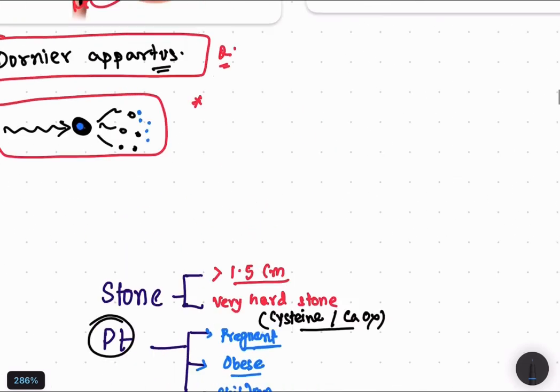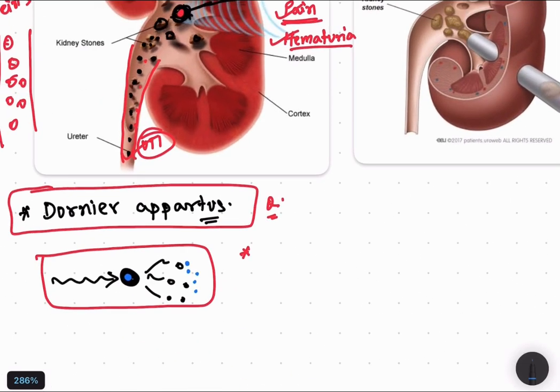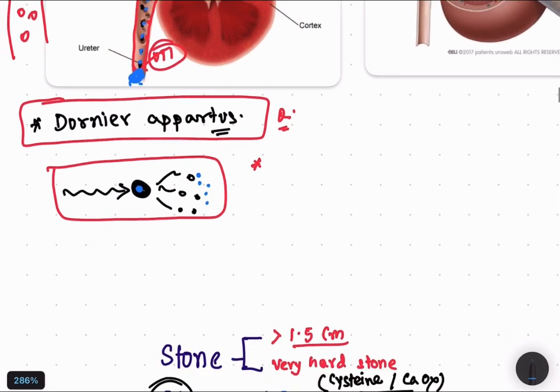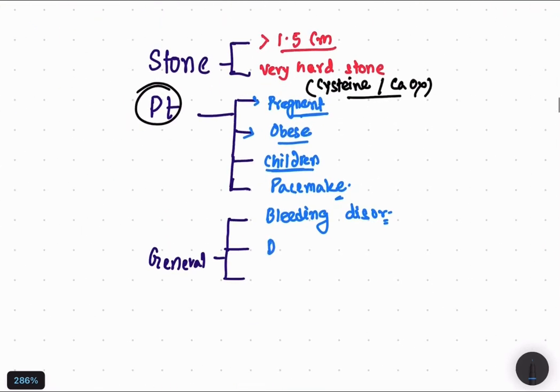Remember, as I told you, the stone has to come through the ureter. So suppose the patient has a stone here and also a distal ureteric stricture, or a secondary stone, or a primary stone in the ureter distally. I am not going to do ESWL, because ultimately this stone has to cross this ureter. If there is already a distal obstruction, I'm not going to do that.